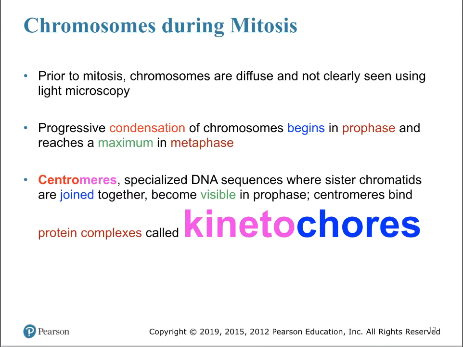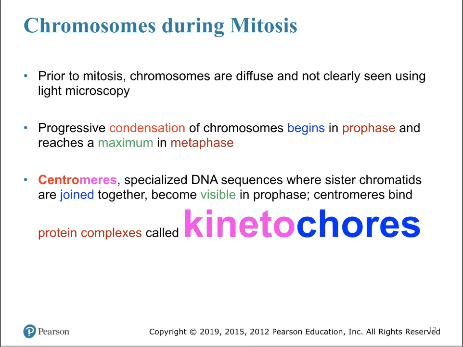Here comes the detail behind mitosis. So prior to mitosis, chromosomes cannot be seen. They're too thin and too long to be seen under the light microscope. However, during the first phase of mitosis, which we learned was prophase, the chromosomes begin to condense by wrapping around themselves and forming thicker and thicker arms. So that's called chromosomal condensation. This process continues until the chromosomes have reached their maximum compaction at metaphase.